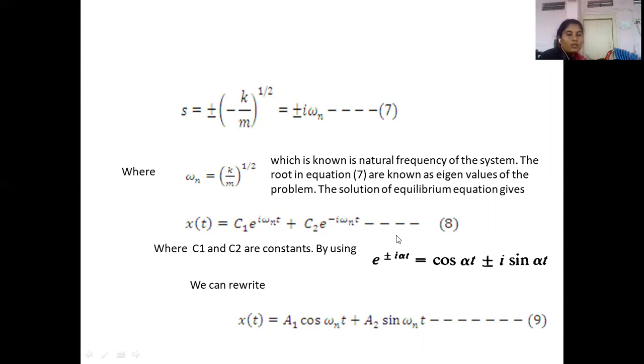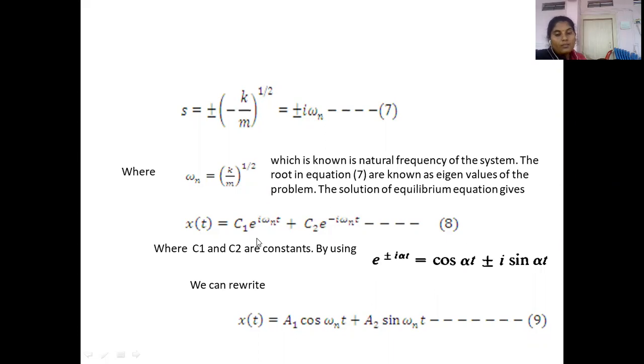Okay, please write down these formulas. E raised to plus or minus I alpha t is equal to cos alpha t plus or minus I sin alpha t. You put these values in terms of x of t. So x of t will become C1 in brackets cos alpha t plus I sin alpha t, plus C2 into cos alpha t minus I sin alpha t. So that is what the equation number 8 becomes.